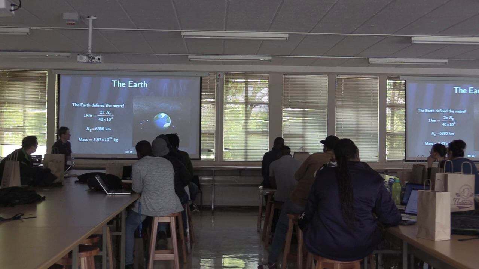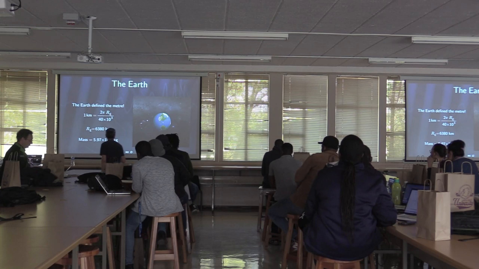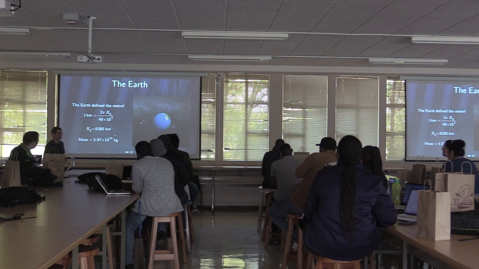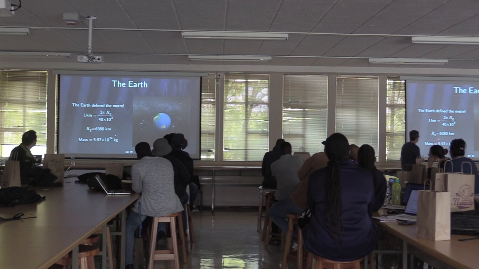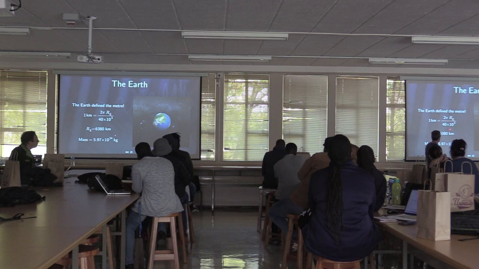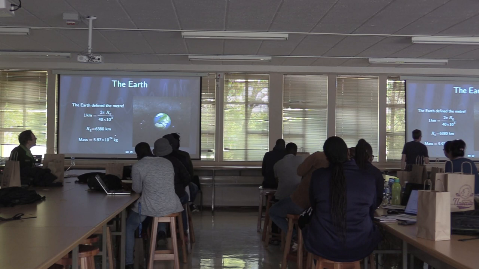So just to give you an idea of how relativistic pulsars are, hopefully you're all familiar with this place. This is the Earth. The Earth actually defined the meter. So the French decided that there should be 10 million meters from the North Pole to the equator. So you can work out the radius of the Earth just by going 40,000 kilometers divided by 2 pi. So the radius of the Earth is 6,380 kilometers. It's got a mass of about 6 by 10 to the 24 kilos.